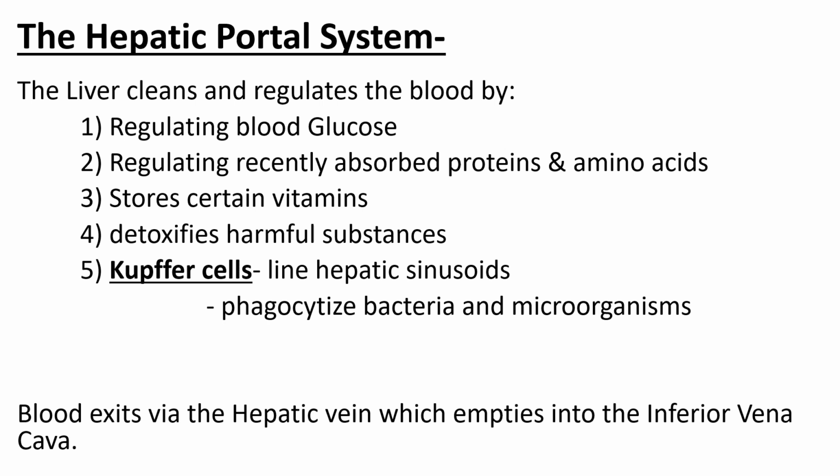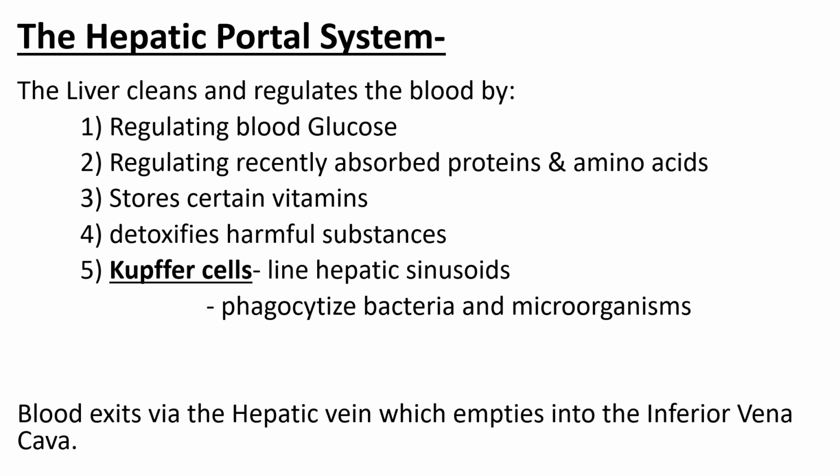I want to pull our attention down to number 5 here. This is the important one for the hepatic portal system, the Kupffer cells. These line the hepatic sinusoids. Remember, the hepatic sinusoids are the pathway through the liver that blood has to go through. And all along this pathway, we have these Kupffer cells, and their job is to phagocytize bacteria and microorganisms. Their job is to pull out any bacteria or microbes that are not supposed to be in our blood.